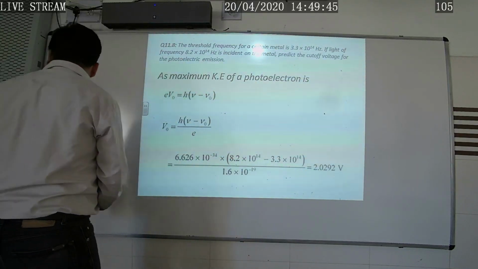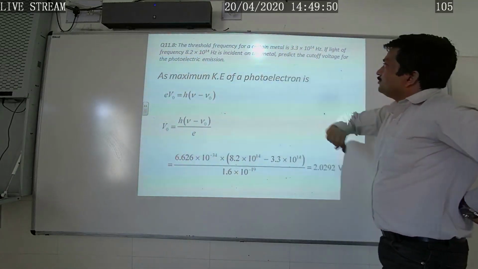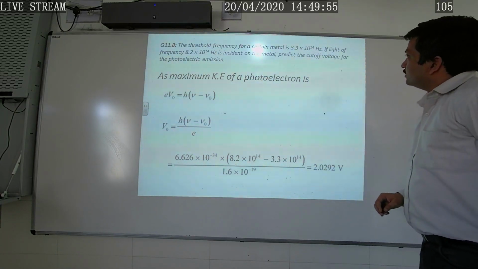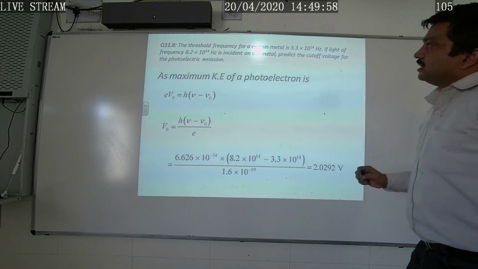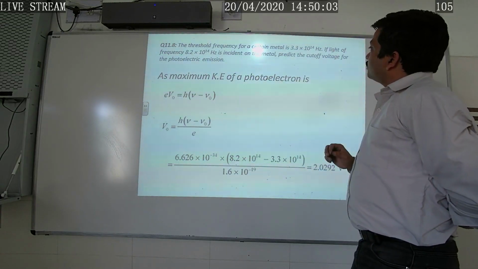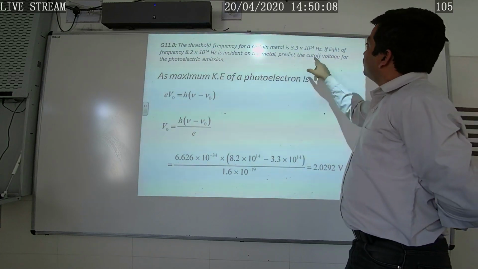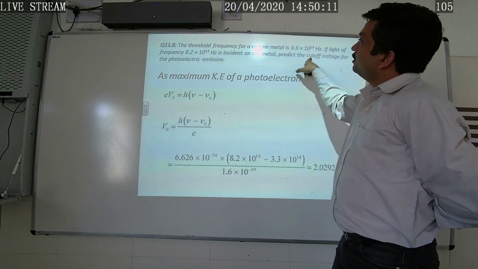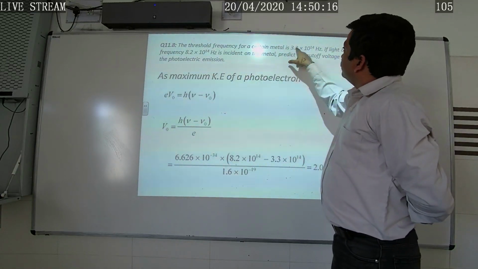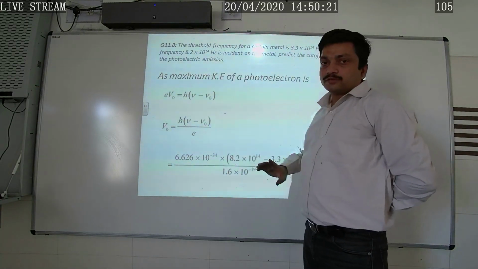Now here in this question, what is it saying? The threshold frequency for a certain metal is 3.3 into 10 to the power 14 Hertz. If light of frequency 8.2 into 10 to the power 14 Hertz is incident on the metal, predict the cutoff voltage for the photoelectric emission. What we want to calculate is the cutoff voltage. What is given? The threshold frequency is given to us. Further, the frequency of the light which is incident on it is also given.